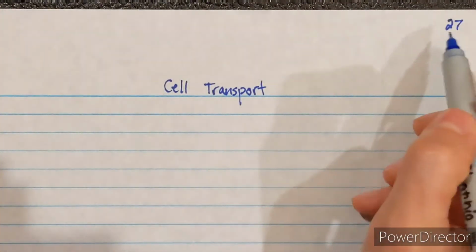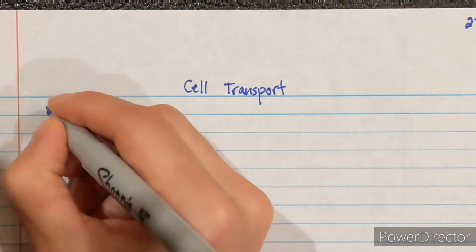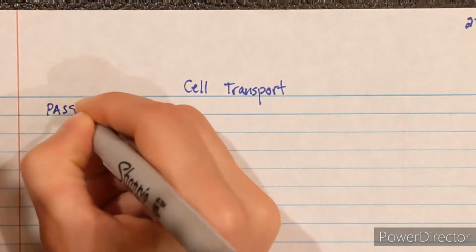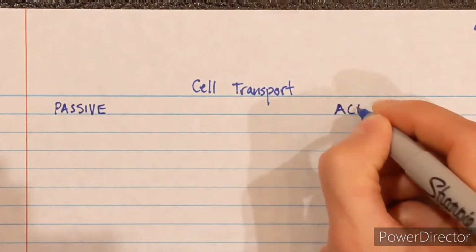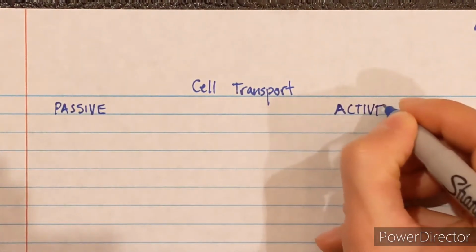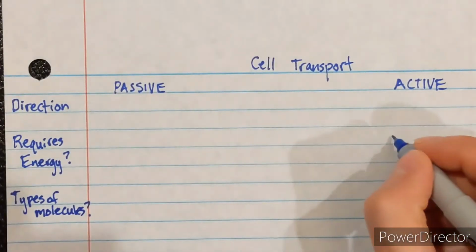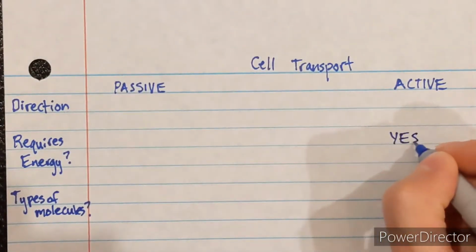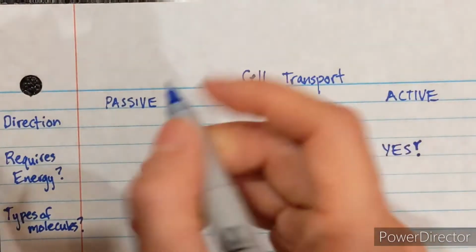Let's go. You've probably already prepared page 27 entitled Cell Transport, and like we discussed, we have 2 types. You've got passive, and then we've got active. Remind me one more time, which one required energy? If you said active, you are correct. Active often requires energy in the form of ATP, or just kinetic energy overall.